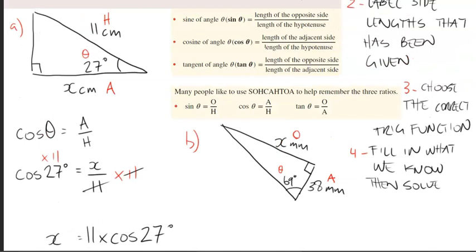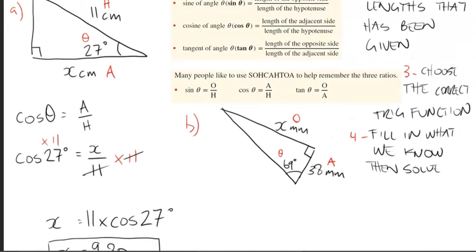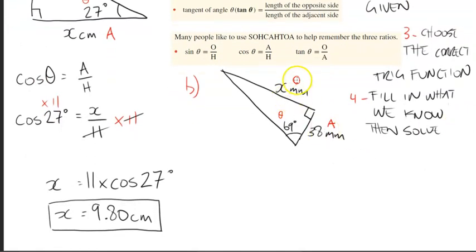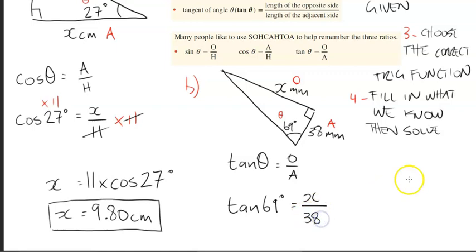Next we're going to choose the correct trigonometric function based on what has been given. So we're looking for the one that uses O and A. Can't be this one, this uses O and H. Can't be this one, this uses A and H. So it has to be tan of the angle is equal to O over A. We're going to fill in what we know and then solve. In other words, tan of 69 degrees is equal to x over 38.